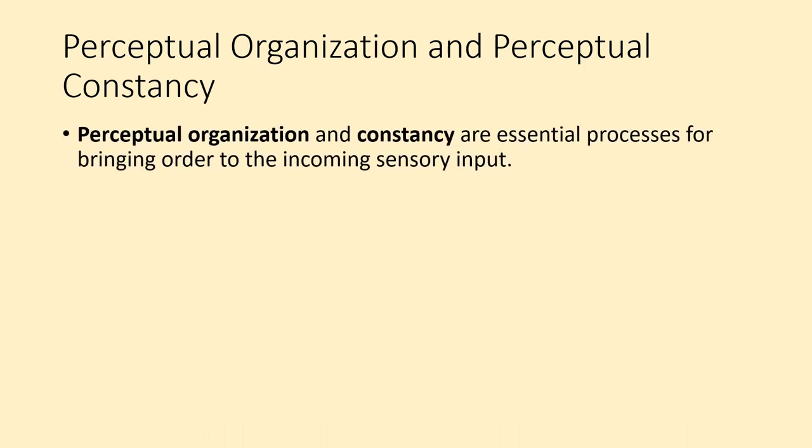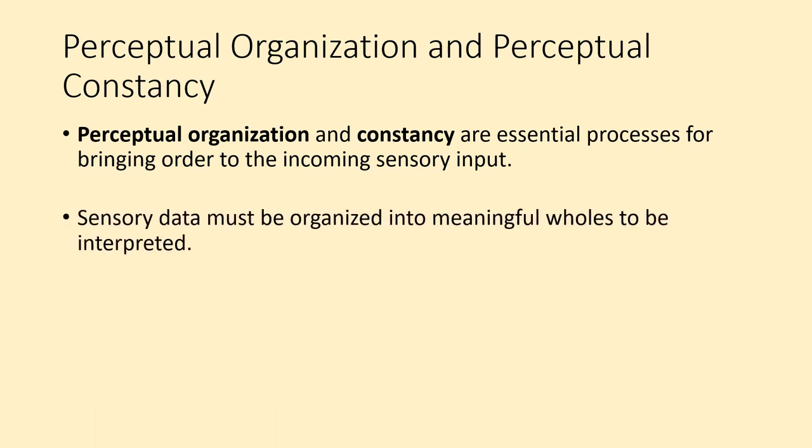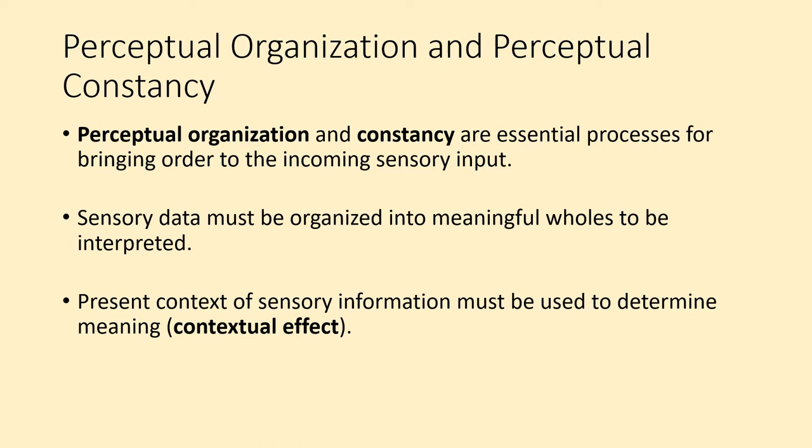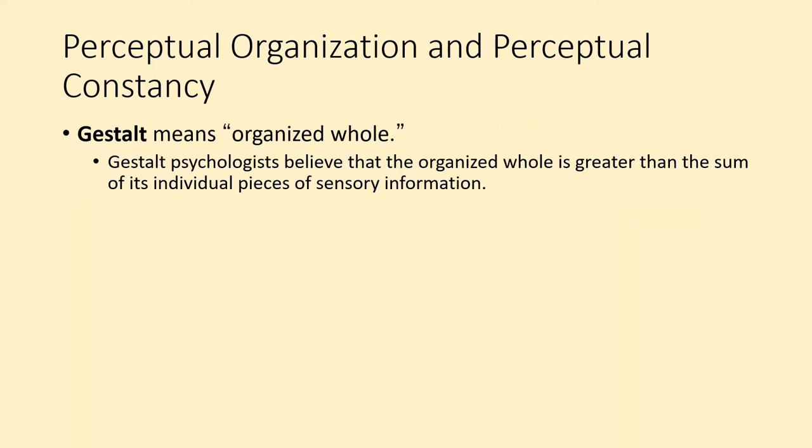Perceptual organization and constancy are essential processes for bringing order to the incoming sensory input. Sensory data must be organized into meaningful wholes to be interpreted. The present context of sensory information must be used to determine the meaning, that is, the contextual effect. With top-down processing, much of our visual perception involves analyzing an image in the context of its surroundings and our expectations. Gestalt principles are rules governing how we perceive objects as wholes within their overall context. Gestalt principles of perception help to explain why we see much of our world as consisting of unified figures or forms, rather than confusing jumbles of lines and curves.